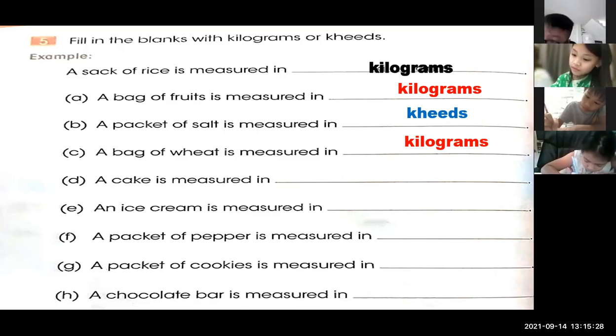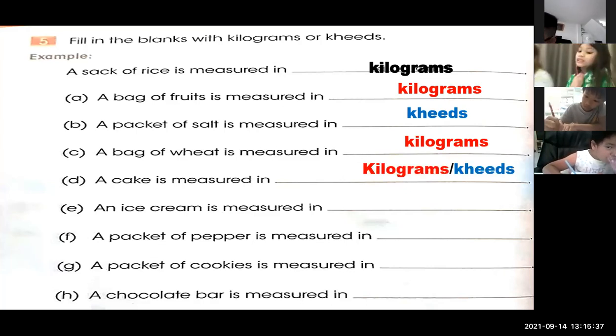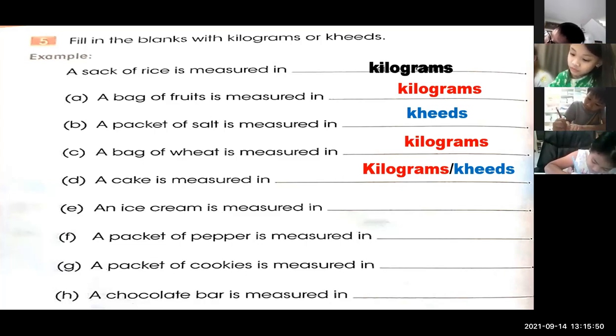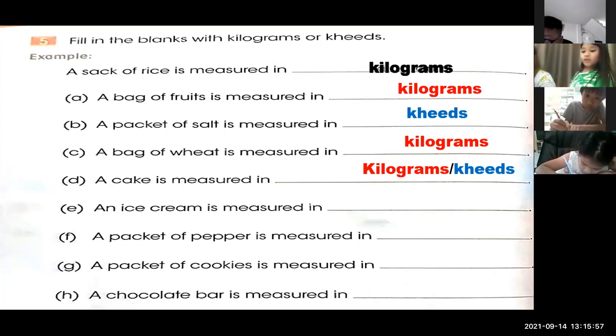Some cake, maybe we say a piece of cake, we use kids, but some cakes are big, so we use kilograms. So in letter D, we can say kilograms or kids, because sometimes some cakes are big. If the cake is big, we measure in kilograms. But if it is a slice of cake, a small amount, we use kids. If it is a big, whole cake, we use kilograms.